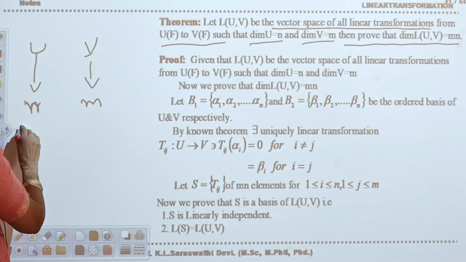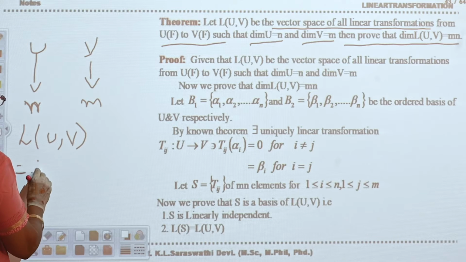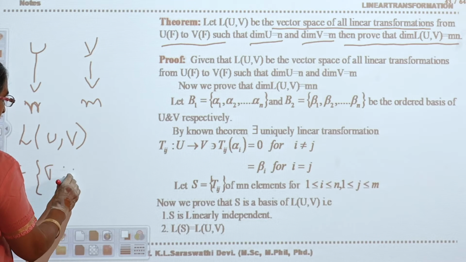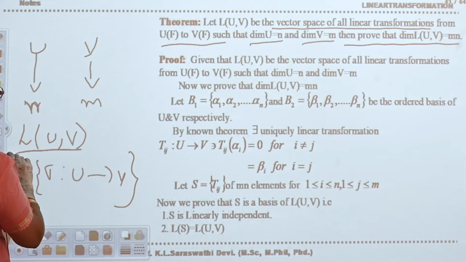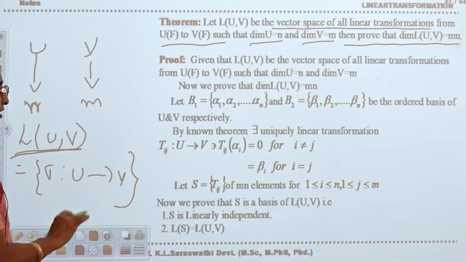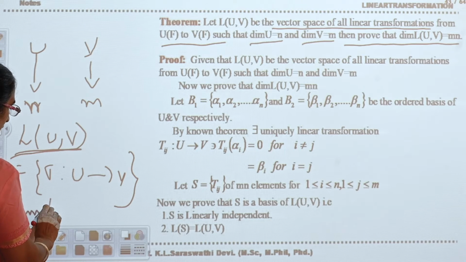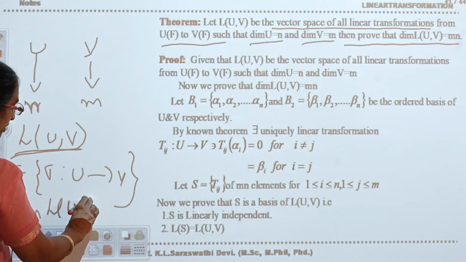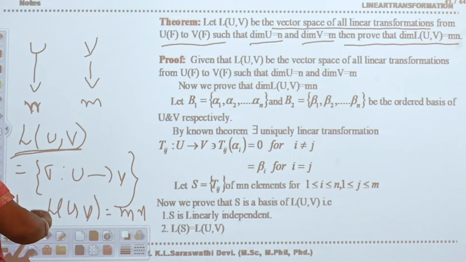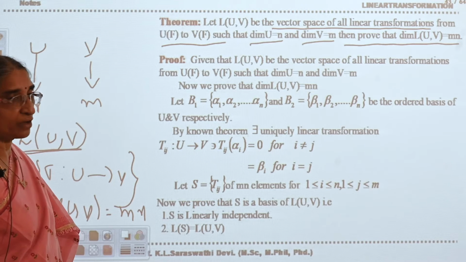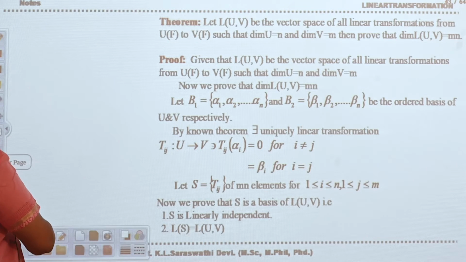Now if you take L of UV as the set of all linear transformations T from U to V, you are able to show that L of UV is a vector space in the previous theorem. Now what you are going to show is that the dimension of L of UV is equal to MN, where N is the dimension of U and M is the dimension of V. Now is the theorem clear? Now what is given to you?